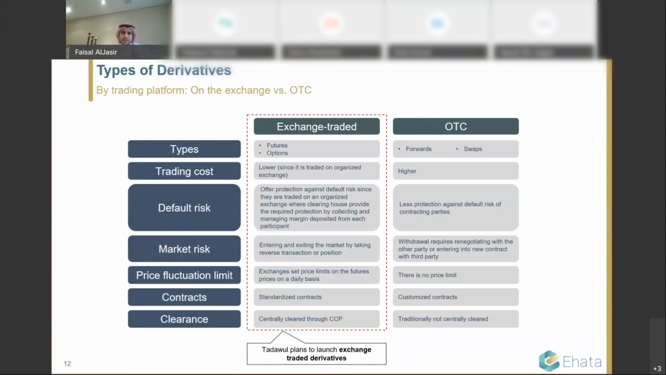On the clearance side, with centrally cleared CCP, all trades on the exchange are cleared via the CCP, but in the OTC they are traditionally not cleared. However, more regulations now for centrally cleared OTC trades are happening without the need for them being exchange traded. So this is about the major differences between an exchange and an OTC market.